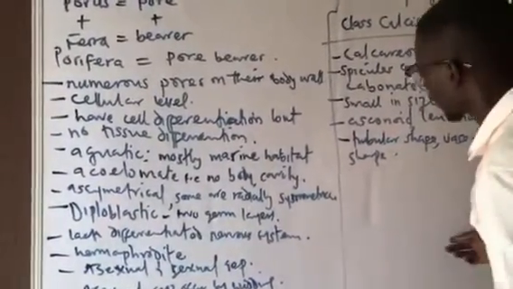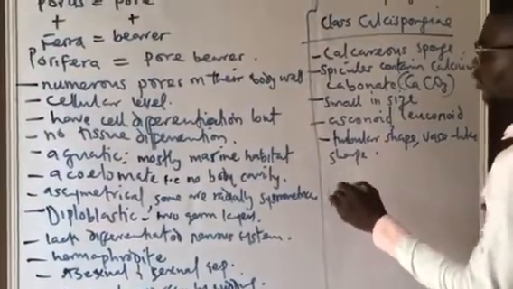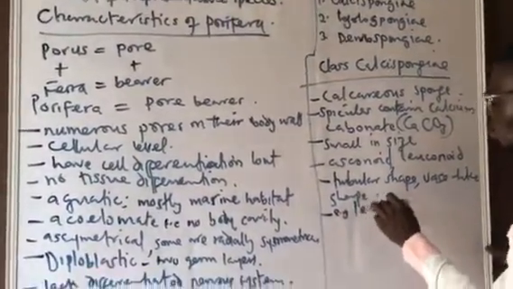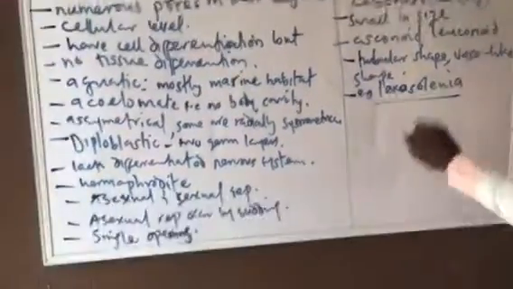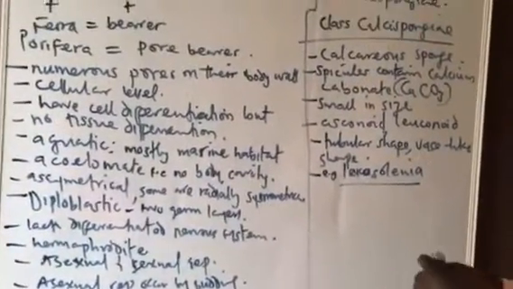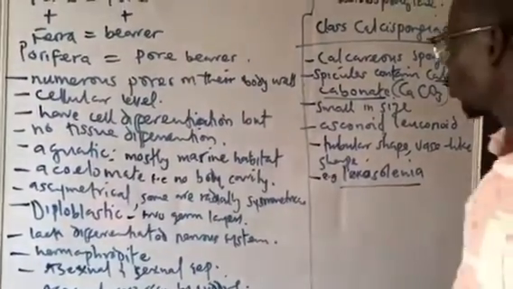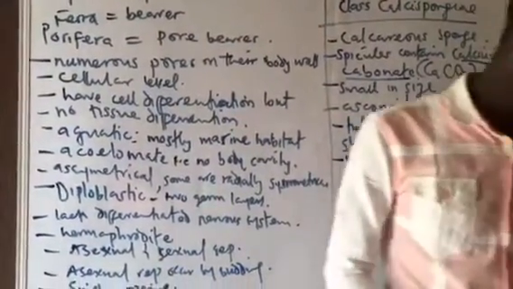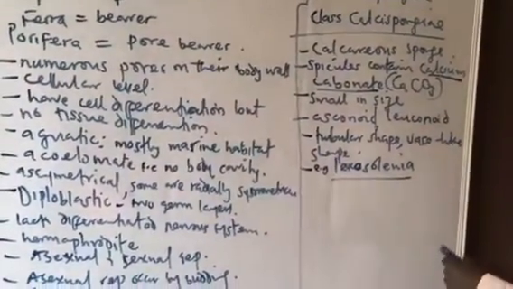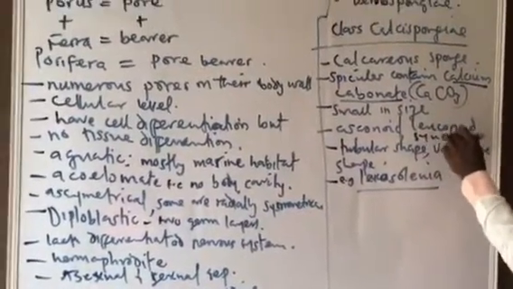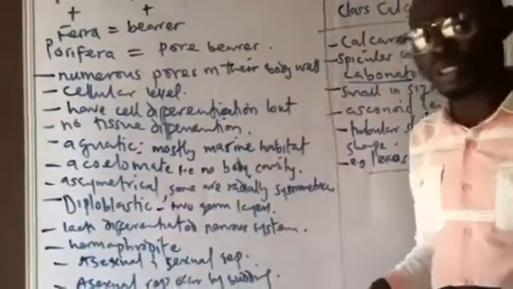And there are various examples. The most common one is Leucosolenia. Those are the Calcispongi. Leucosolenia is a typical example of Calcispongi. So their spicules, their skeleton, consists of calcium carbonate. You have to take note of that. The asconoid, leuconoid, and synconoid forms are present. So there are various forms of sponges.